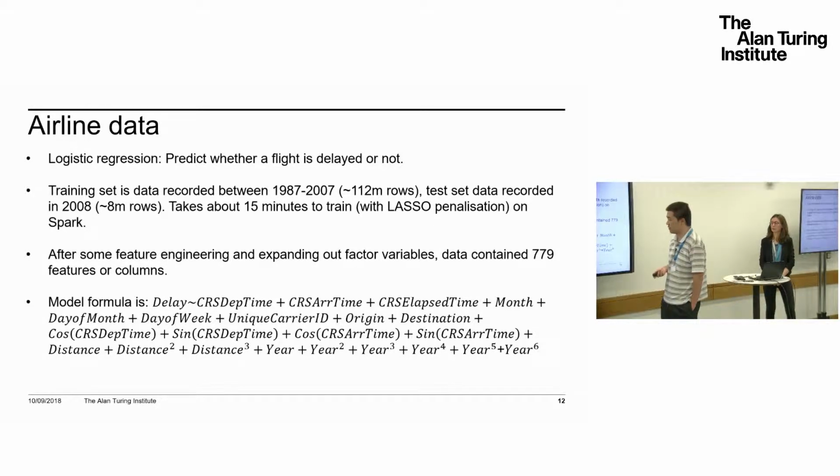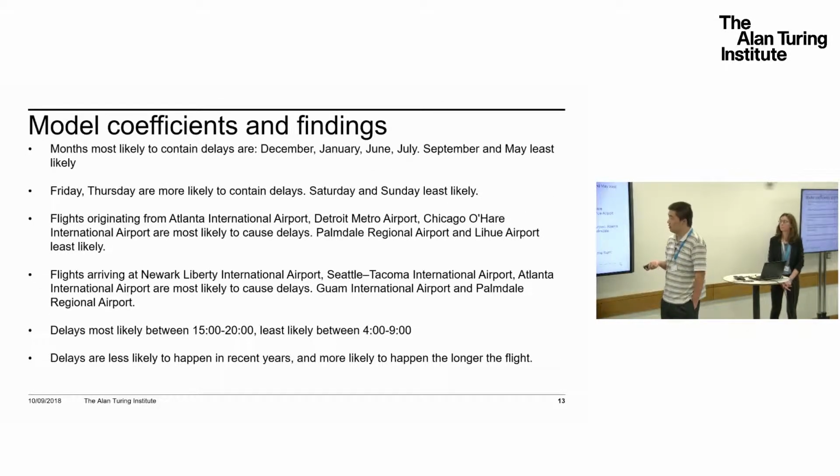So these CRS times are basically the expected time. The CRS arrive time, for example, would mean the expected time for the plane to arrive, and we also have other things like what month it is, the day of the month, the day of the week, the unique carrier ID, what airport the plane took off from, and the destination, and so on.